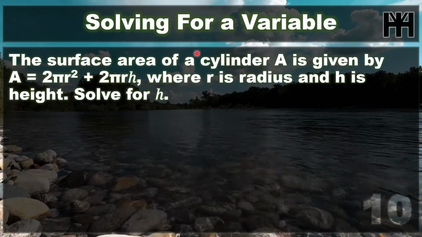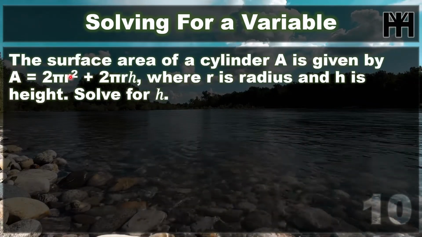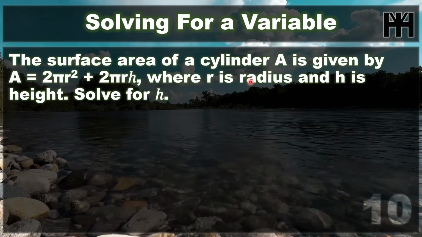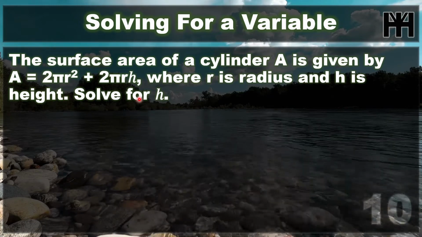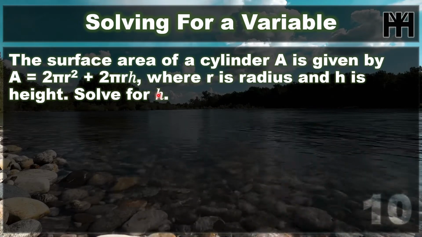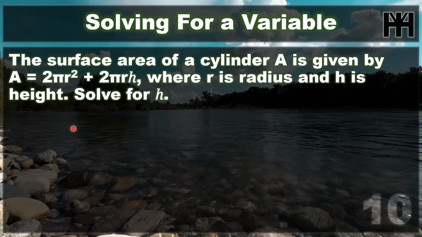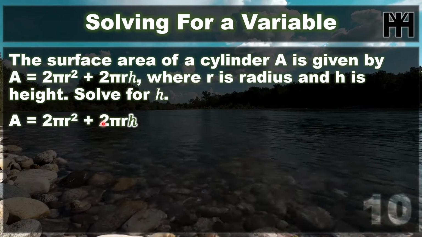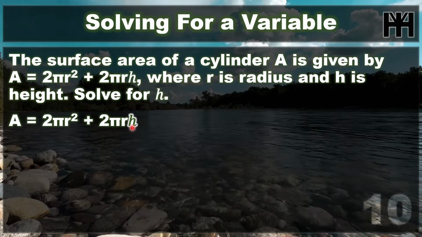Okay, the surface area of a cylinder A is given by A equal 2 pi r squared plus 2 pi r h, where r is the radius and h is the height. Solve for h. Okay, they want us to solve for h. So let's get the value of h here, or the expression of h. Okay, h here is our target.